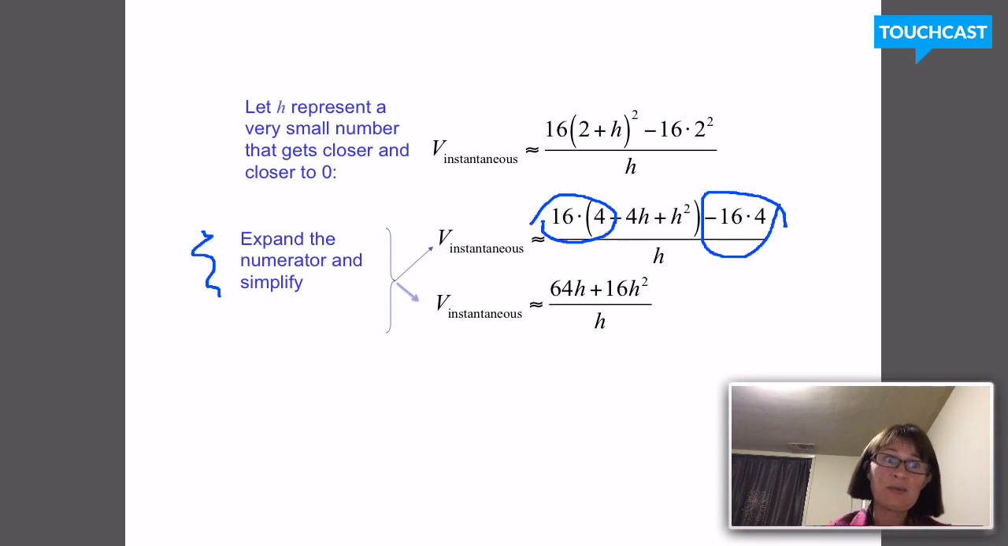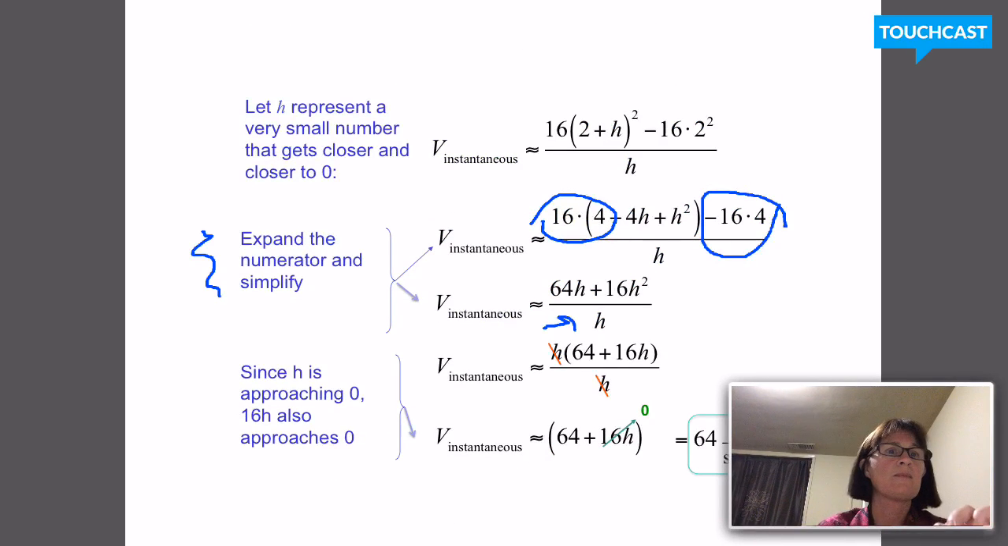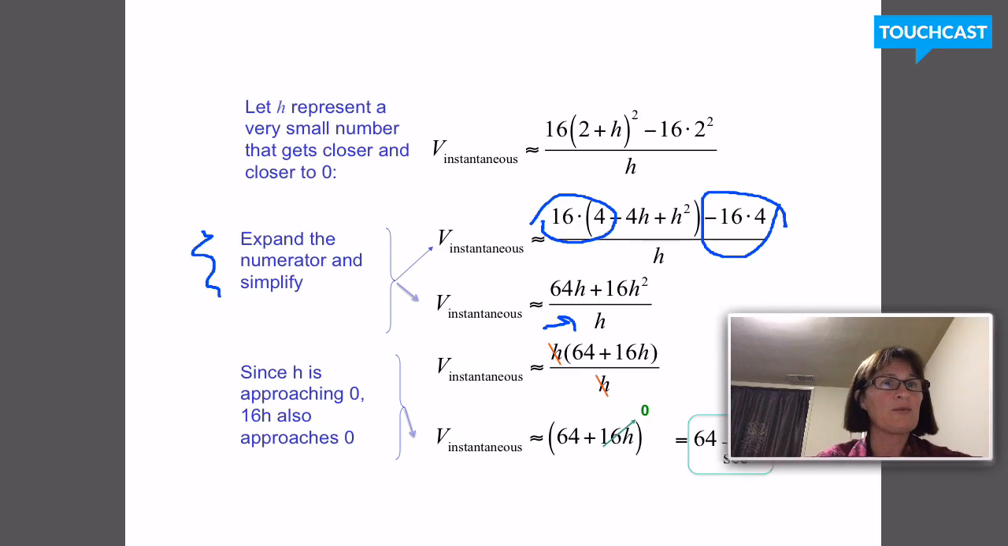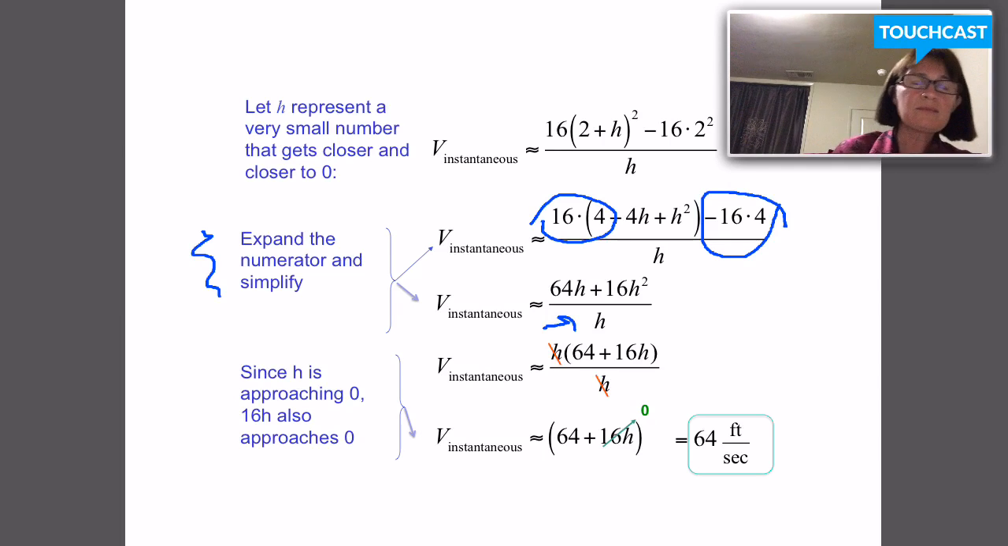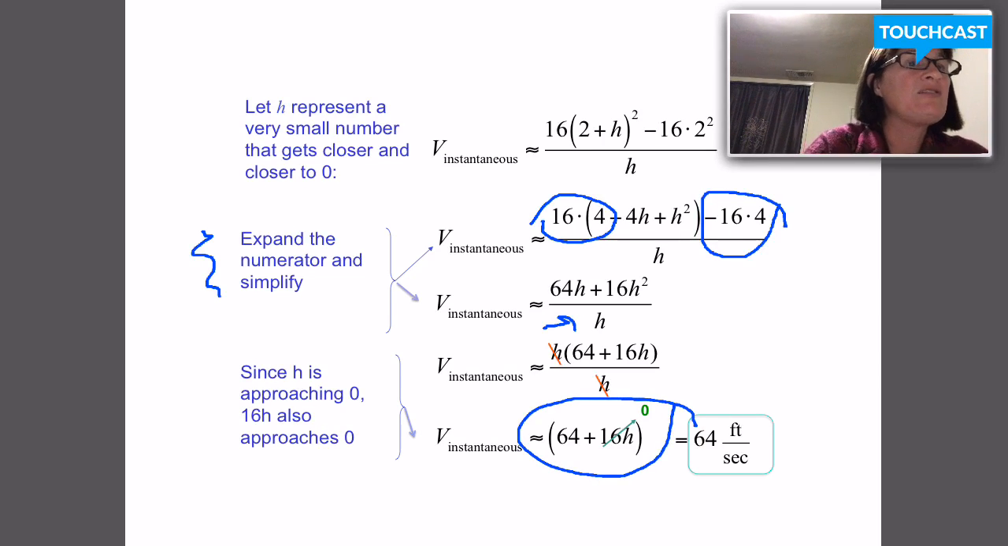Okay, I still have a divide by 0 problem because I really want h to be 0, and I still have a 0 in the denominator. But watch what happens. I can factor that h out of the numerator. I have an h in the numerator that will cancel with an h in the denominator. So watch what happens. My new expression for the instantaneous velocity is 64 plus 16 times h.